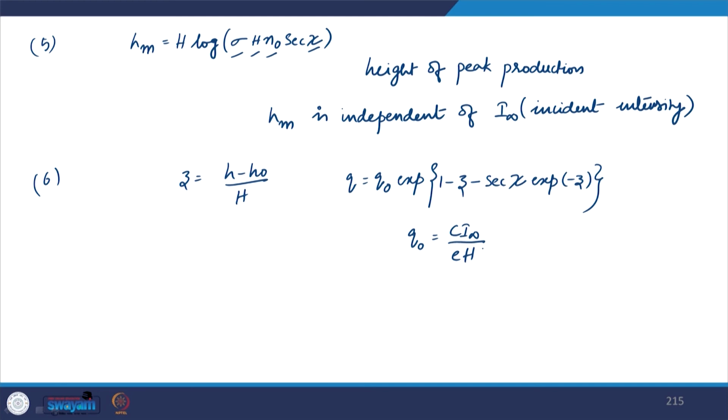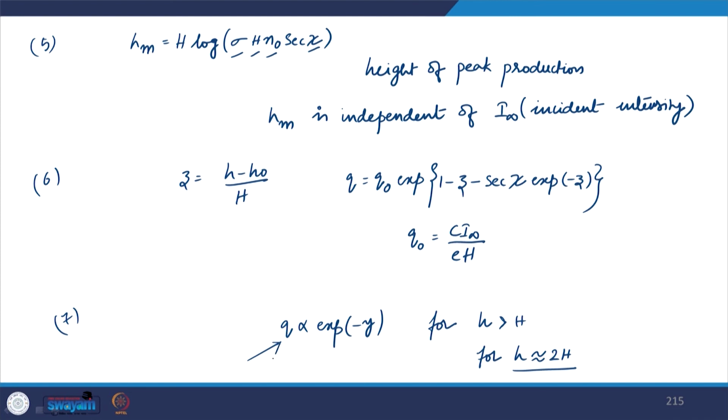So, for different angles, there will be a deviation from this magnitude, right. So, another important conclusion is we can write that q is proportional to exponential minus z, for heights h which are much more than the scale height, or for heights which are of the order of 2 scale heights. We can simply write the rate of production is proportional to exponential minus z, right. So, this is some discussion about the Chapman's theory of layer production, right.